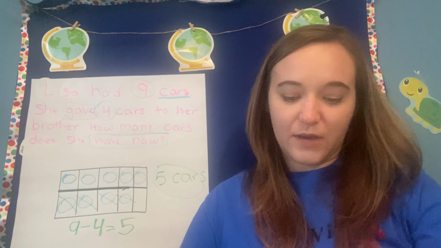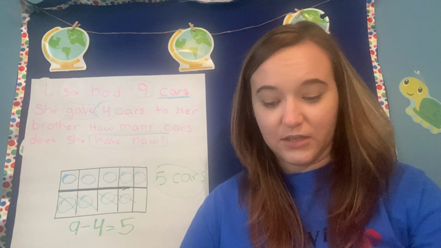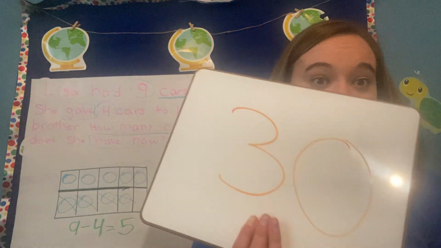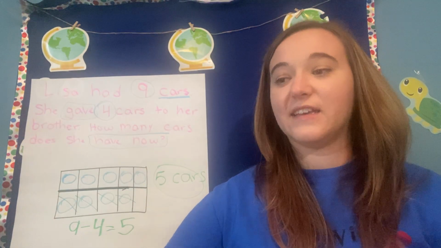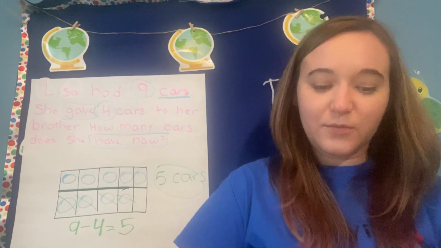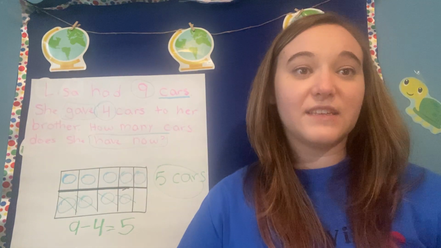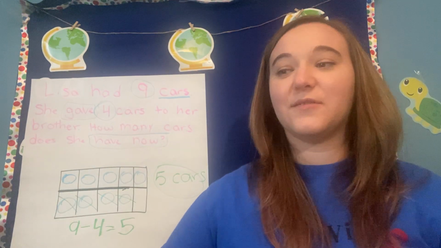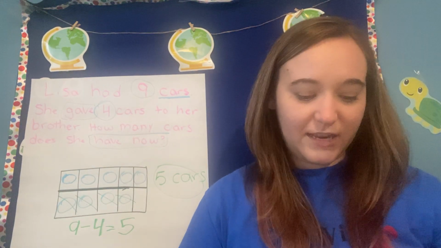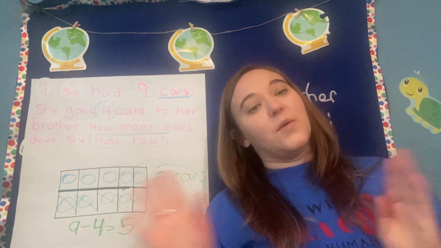Here's a trick question. Who knows what 30 looks like? Did you get this? 3 and a 0. Good job. All right, so we just counted in our 20s. Numbers in the 20s, they start with a 2. Great job.